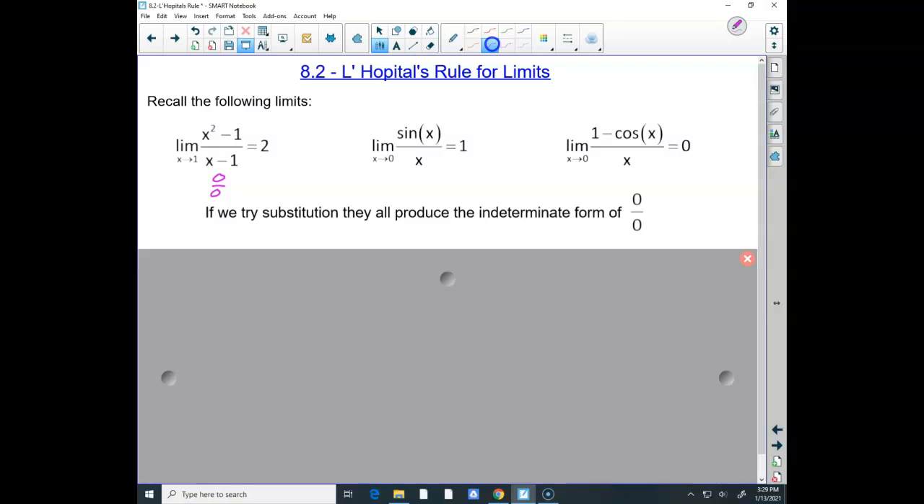We know there's a hole in the function here, but 0 over 0 specifically told us the limit exists, go find it. And if I did my sine x over x, well, if you forgot what that limit is as I approach 0, the sine of 0 is 0 over 0. That was that fun one. Well, that was the one we had memorized, which was 1. And if I look at this last one, the limit as x approaches 0 of 1 minus cosine x over x, well, cosine of 0 is 1, so I get 1 minus 1 in the numerator, or 0 over 0. And all of these produce the indeterminate form of 0 over 0.